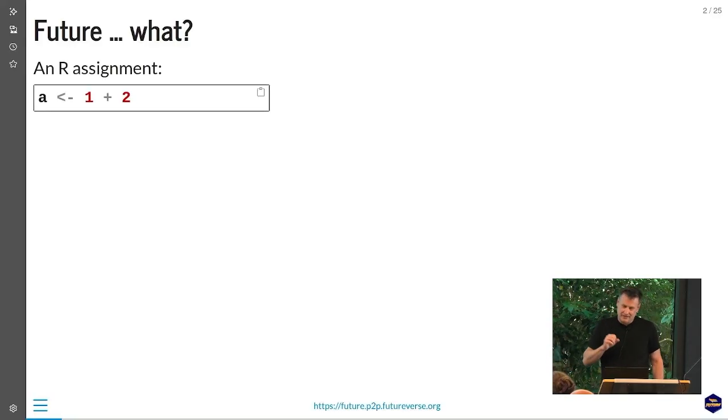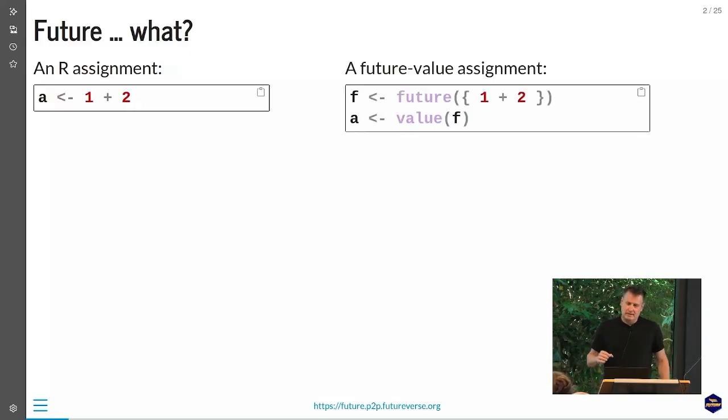So let's consider a very simple R assignment. When R sees this expression, it looks at the right-hand side saying there's 1 plus 2, and R says, I'm going to evaluate that, calculate that. And then in the second step, I'm going to assign it to variable A. We know that. It's so obvious to us, but things are happening behind the scenes. If you would write this with futures, you can split these two steps up. It looks very convoluted, but stay with me.